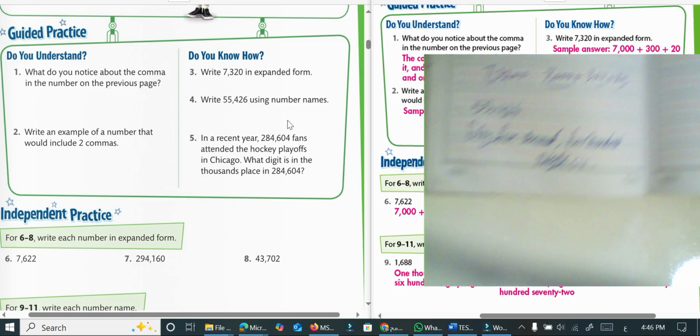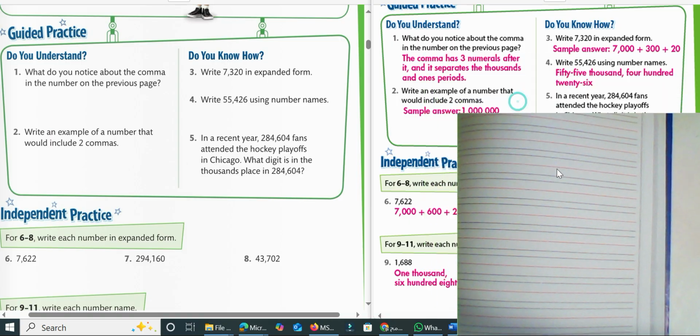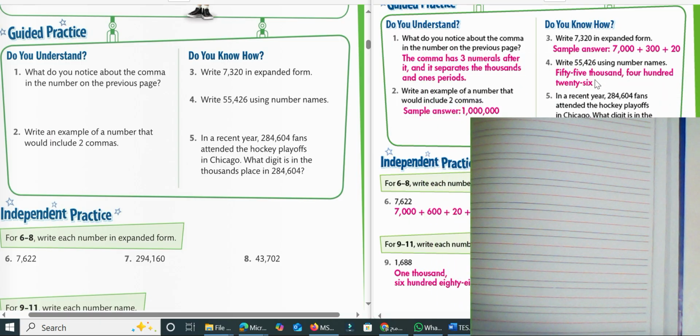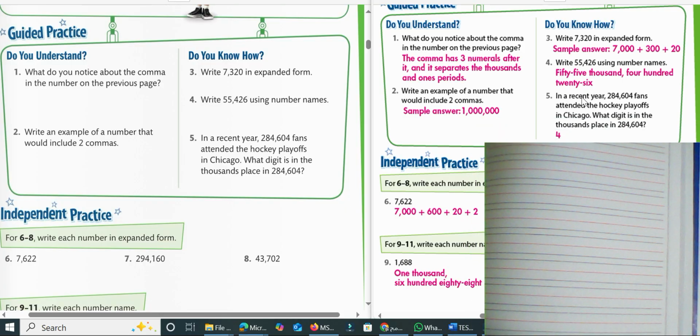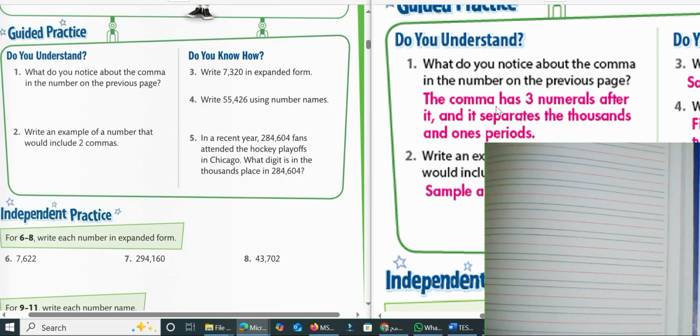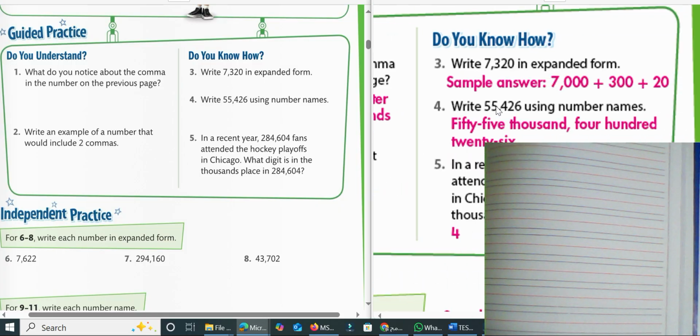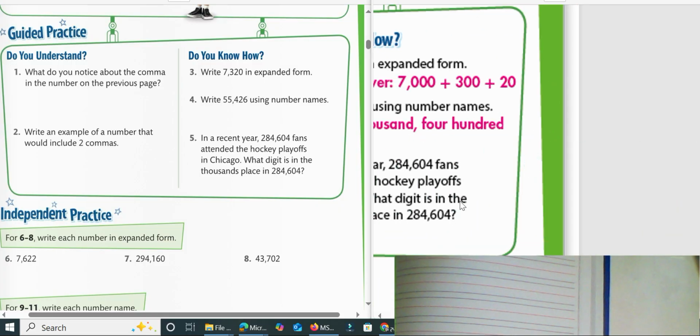Okay, write this answer here: 55,426. Next, question 5. In recent year, 2 million. Okay, I will clear this question to see exactly.